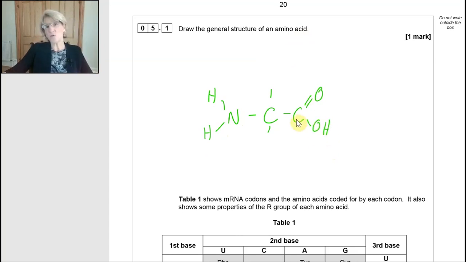And that avoids me missing out this carbon atom. And these two are relatively easy because this one is an H and this one is the R group.